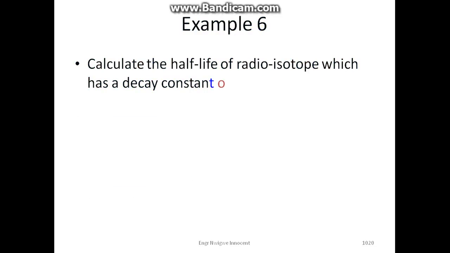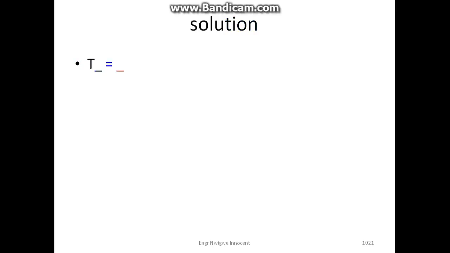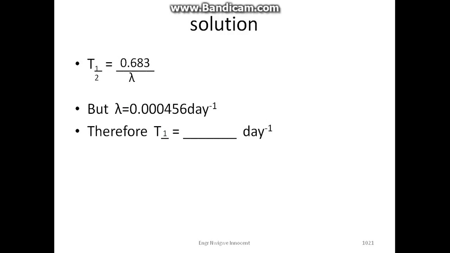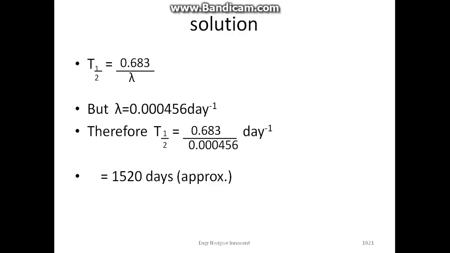Example 6. Calculate the half-life of a radioactive isotope which has a decay constant of 0.000456 per day. Solution. T half is equal to 0.693 over lambda, where lambda is equal to 0.000456 per day. Therefore, T half is equal to 0.693 over 0.000456 per day, which gives us approximately 1,520 days.